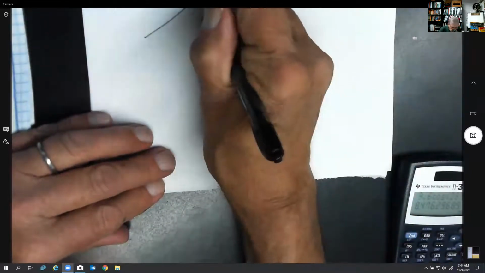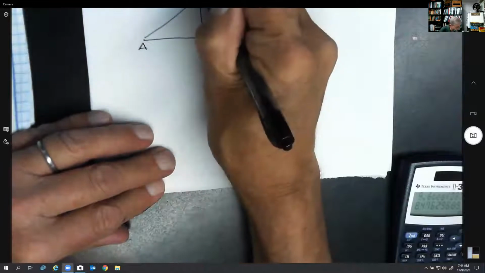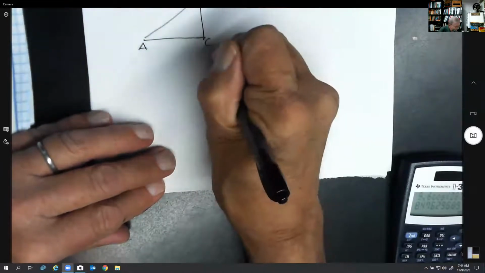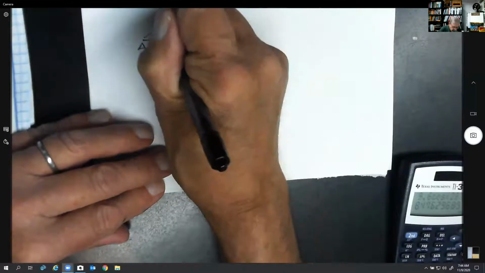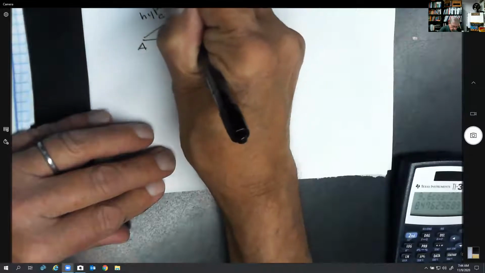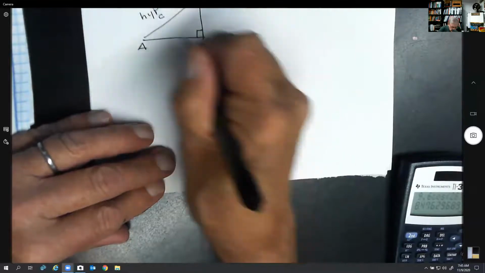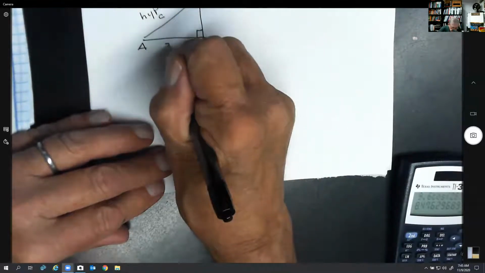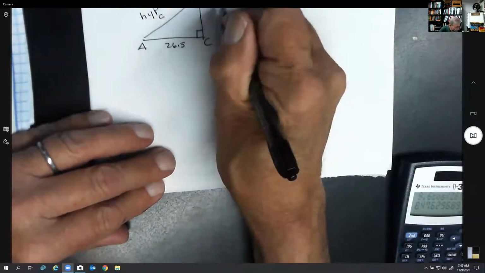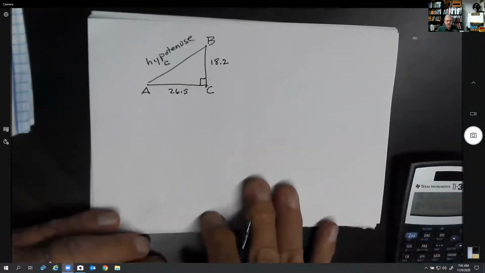Let's try one more. Solve the right triangle. When they say solve the right triangle, they mean solve for everything. Well, here's kind of an interesting one because they do have it all labeled out, sort of. You know, this is our right angle, so this is the hypotenuse. And you could abbreviate, just put an H or something. It depends on what angle we're looking at, so let's not worry about that right now. This is 26.5, and this is 18.2. Okay, so we have our drawing.